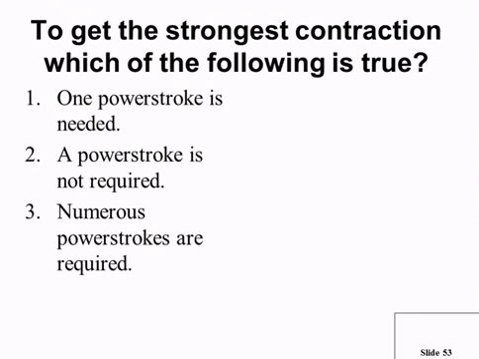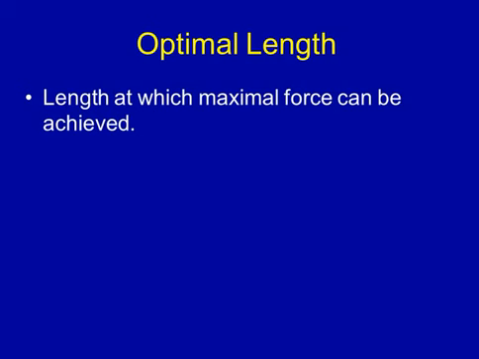In the jaw, yeah. So if I ask you a question like this, to get the strongest contraction, which of the following is true? You need 1 power stroke? No. That won't cut it. How about number 2? A power stroke's not required. No. You have to have a power stroke, right? So it has to be number 3. Numerous power strokes. And I told you we'd talk about this, the optimal length. So optimal length is the best length of the muscle when you get the maximal force.